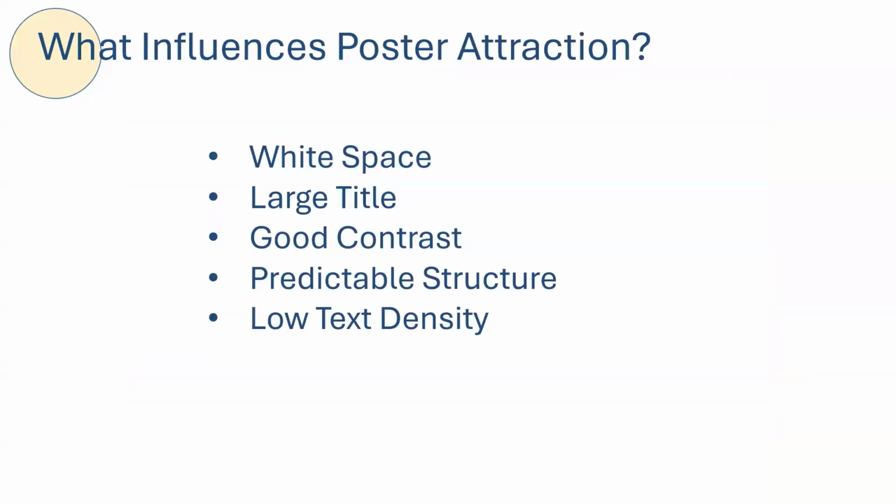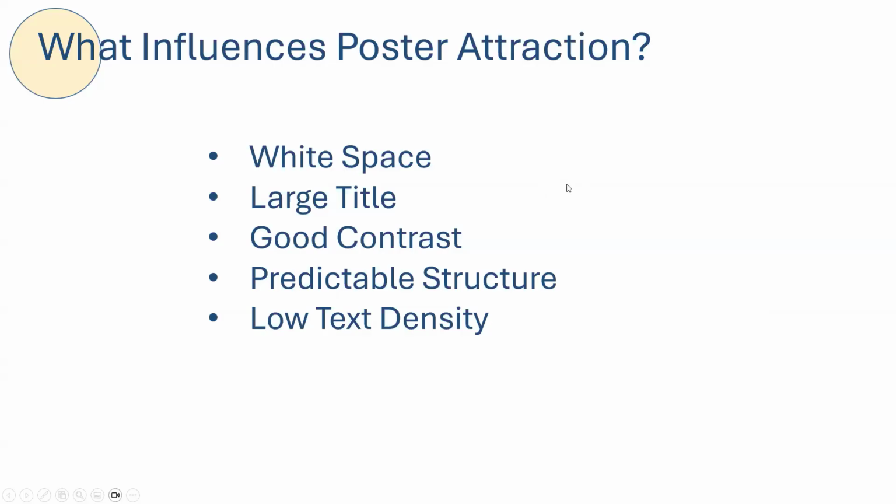So, what influences poster attraction? What can you do to make a poster more appealing to people so they want to stop? There are a few things that we'll discuss again and again. The first is white space. You need to have a lot of white space in your poster. You need a large title because that's what people see when they're walking down the corridor. They're going to see a title and make a decision based on that, whether that's something they're interested in.